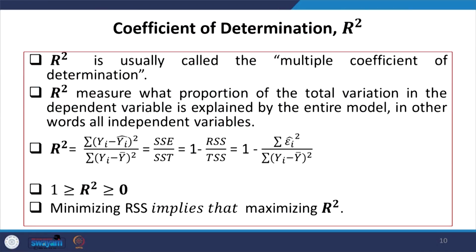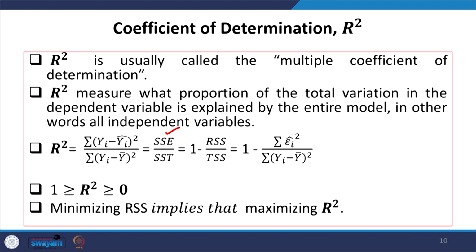Let us explain it further. What do you mean by coefficient of determination as capital R square? This is usually called the multiple coefficient of determination. R square measures what proportion of the total variation in the dependent variable is explained by the entire model. In other words, all independent variables, how they are explaining the total variation. So, R square is in fact measured in terms of the error sum of square and the total sum of square.